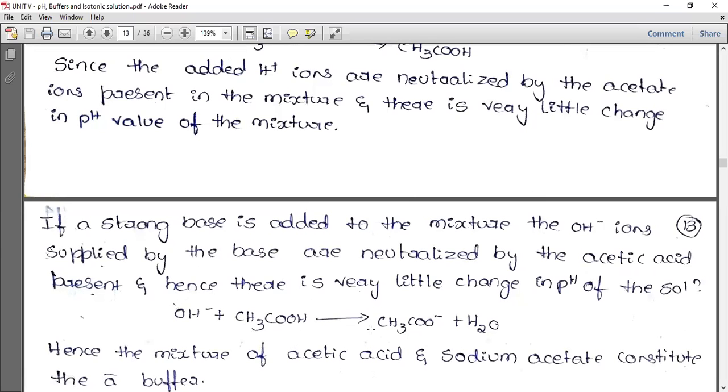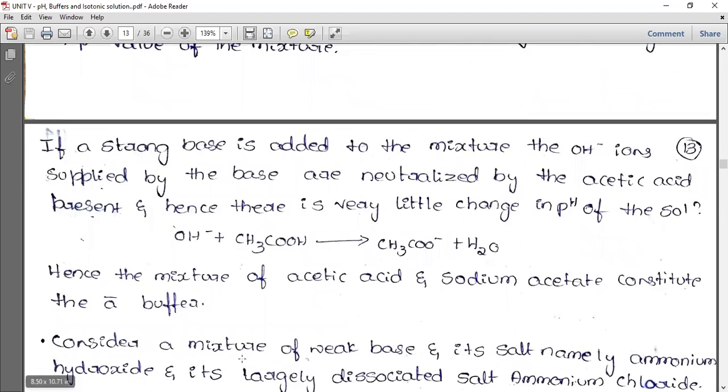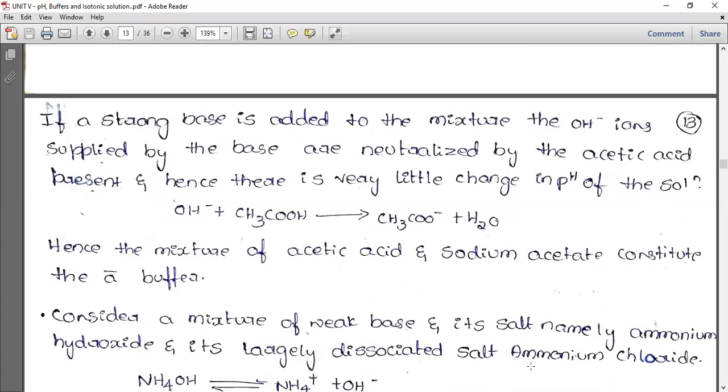So on combination, what does it give again? Acetate ion and water. This acetic acid, on reacting with the base, will give acetate ion and H2O. Because it's acetate ion, again there is only a very slight change in the pH. Hence, a mixture of weak acid and its salt always acts like a buffer. Is it clear?